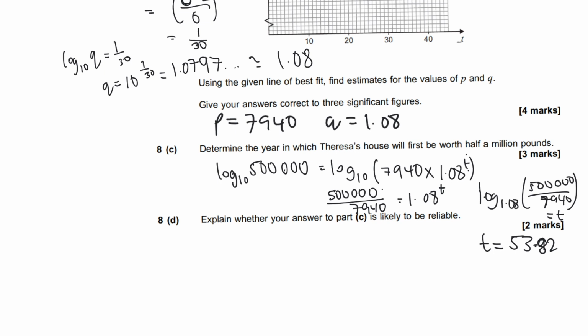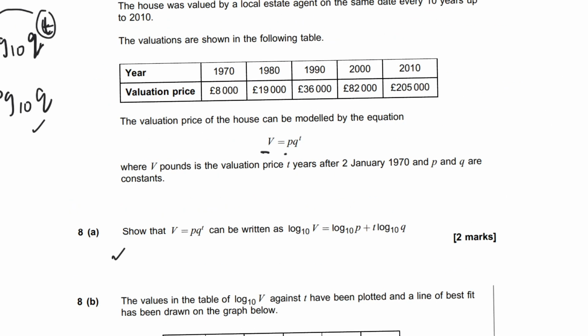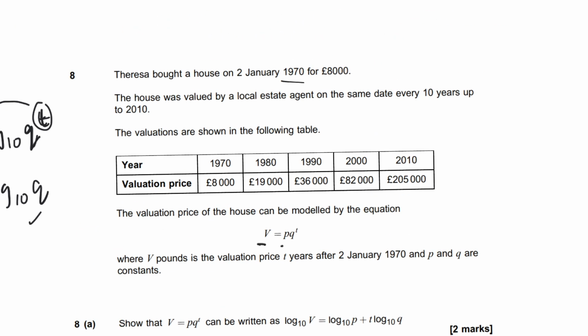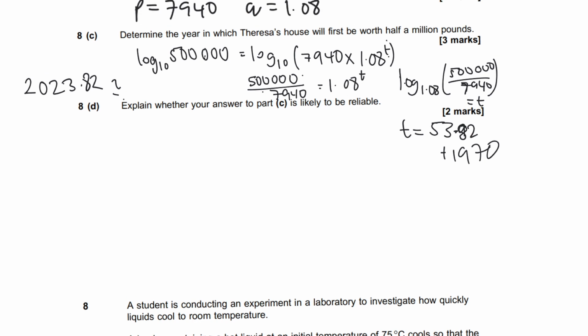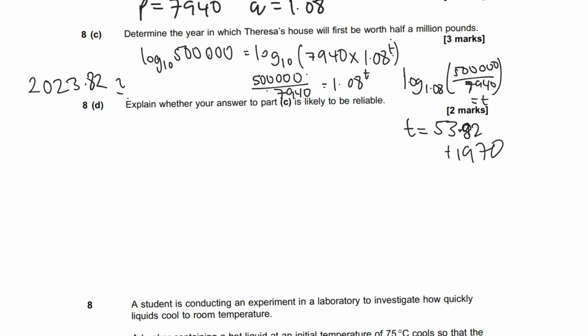Okay, so now we know that the number of years from the initial year this all started is 53.82. Going back through the question, it says that Teresa initially bought the house in 1970, so we need to add those number of years onto 1970. So if you add 53.82 plus 1970, you should end up with 2023.82, which would round down, because you're determining in which year Teresa's house will be worth £500,000, so that's some point during 2023. So we'll say in 2023 that's when the house will reach that amount price.